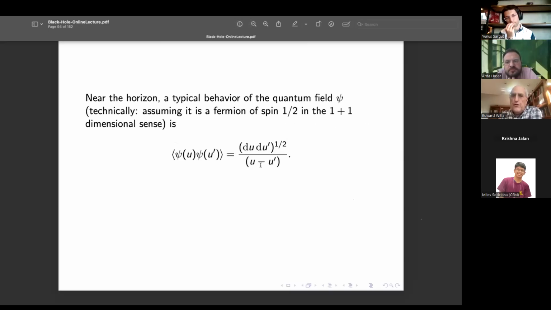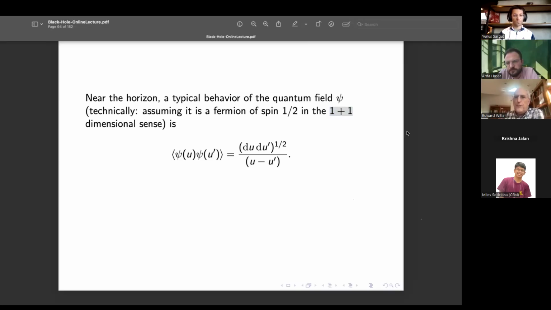Now, near the horizon, a typical quantum field has a power law singularity. So technically, I'm going to take a model where I consider an effective 1 plus 1 dimensional model. I'm going to look at S-wave modes coming out of the black hole. S-wave modes depend on time and also the distance from the black hole. And so suppressing the radial coordinates, we can describe a particular partial wave coming out of the black hole by a 1 plus 1 dimensional effective field theory.